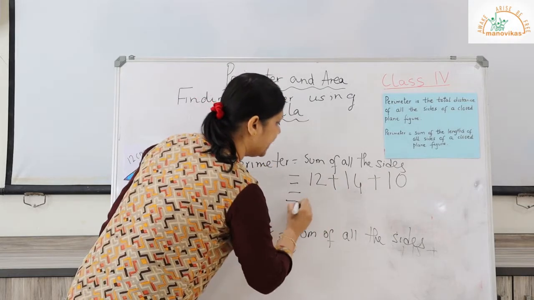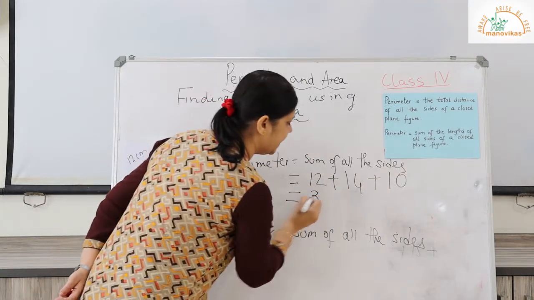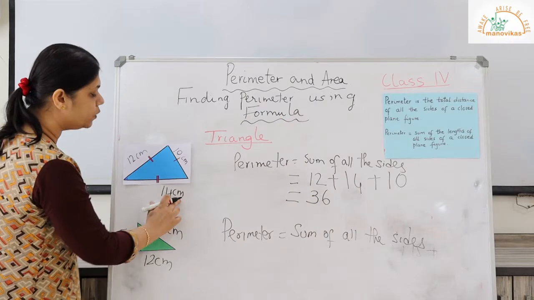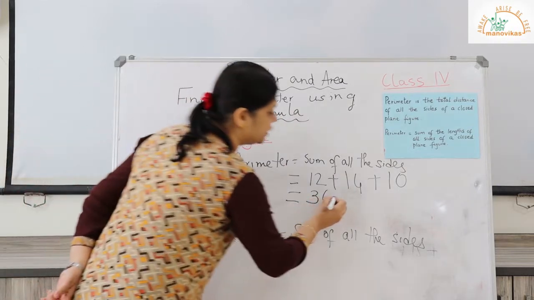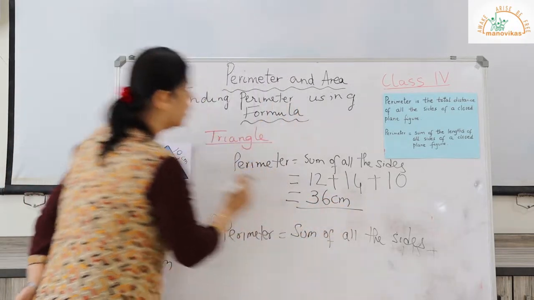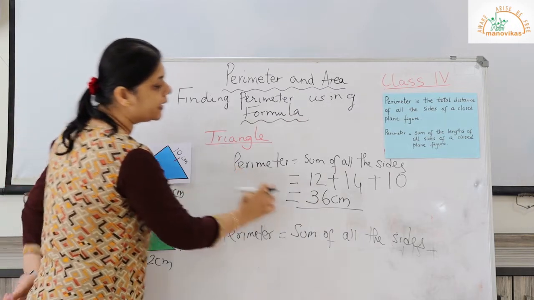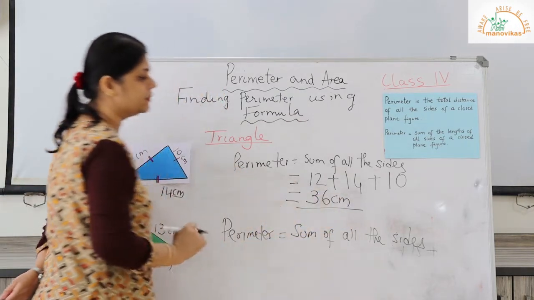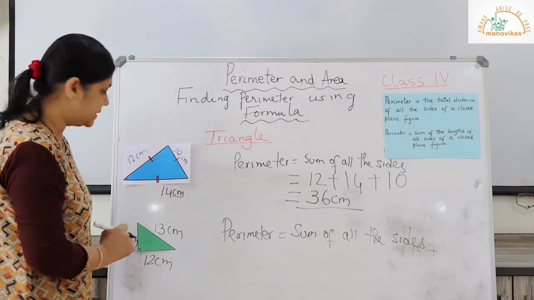And after adding, how much will you get? 36. Now, what are the units you are going to write? Centimeters. So, the perimeter of this triangle will be 36 centimeters. Look at the next example.